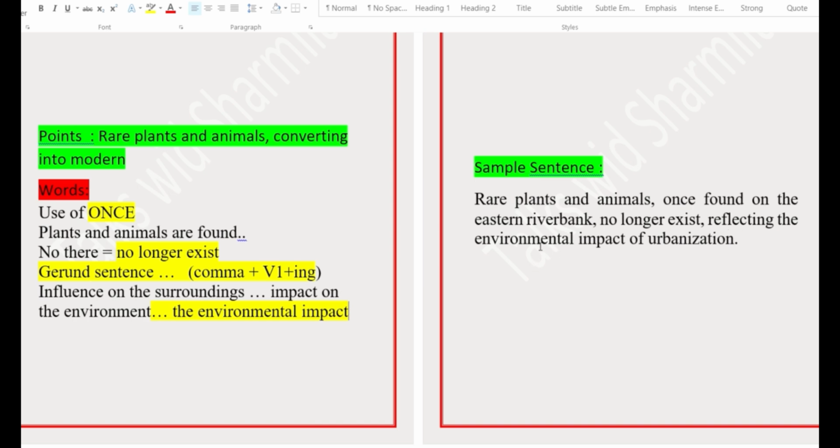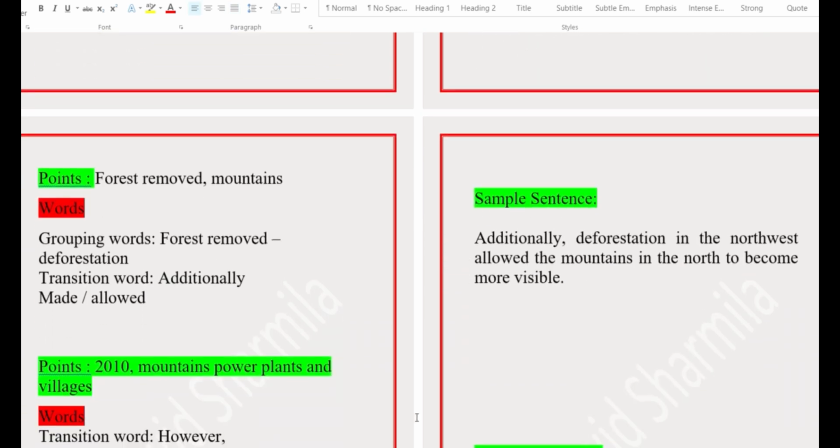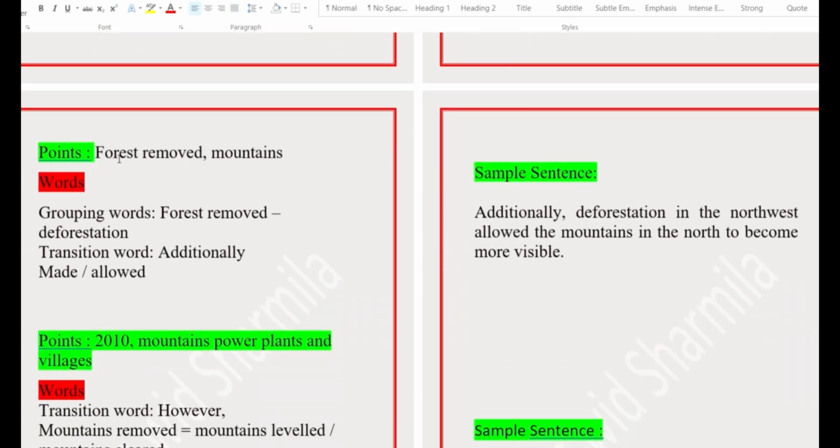Now, the next point. We are talking about the forest which was removed and the mountains. So the words are grouping the words, like we have understood the contextual words. Instead of saying "forest removed," use the word "deforestation," and use the transition word "additionally." You are giving one more piece of information, so it is "additionally." Instead of using the word "made," use the word "allowed." Here is the sample sentence: Additionally, deforestation in the northwest allowed the mountains in the north to become more visible.